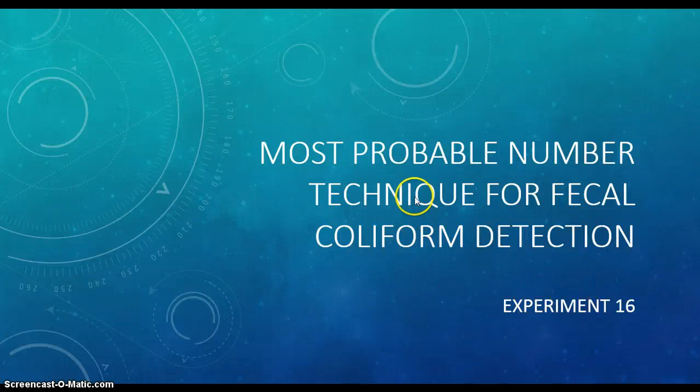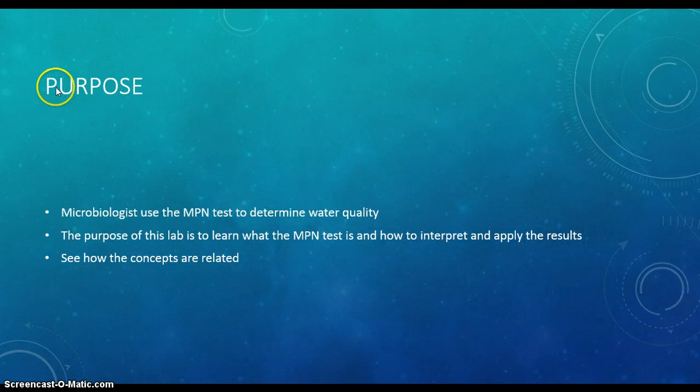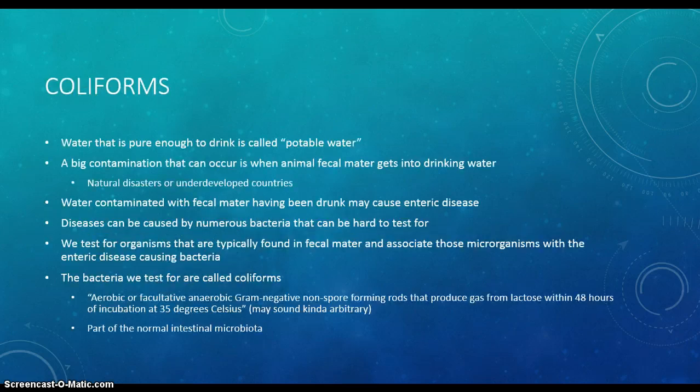Okay, so experiment 16 is the most probable number technique for fecal coliform detection. The purpose of this is to see how the MPN test works and how to interpret and apply its results. Microbiologists use the MPN test to determine how good the water quality of a specific area is. What we'll also see throughout this video is that a lot of these concepts that we've learned in previous labs are starting to pop up again, and they're starting to relate back to modern stuff. And so we're seeing the connectivity of this whole microbiological world.